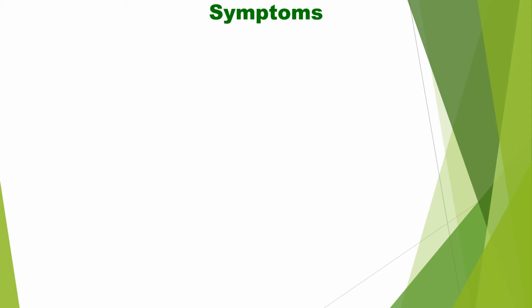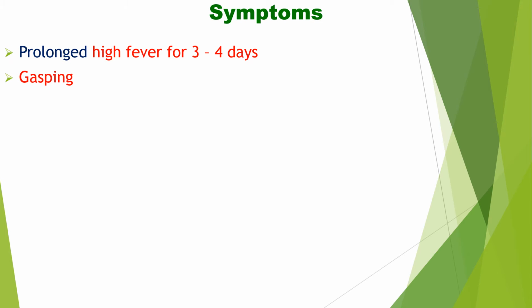Symptoms. What can happen if you are infected or have a dengue virus? First, prolonged high fever for 3 to 4 days. Prolonged means continuously having a fever for 3 to 4 days. Very high fever, around 39 or 40 degrees Celsius for 3 to 4 days. Gasping. When you say gasping, difficulty of breathing.